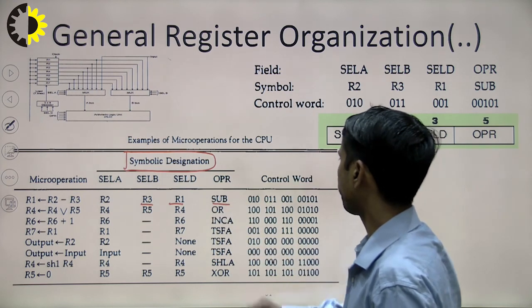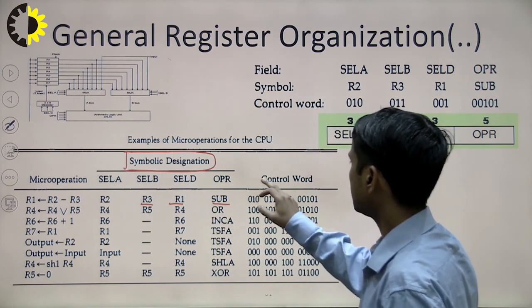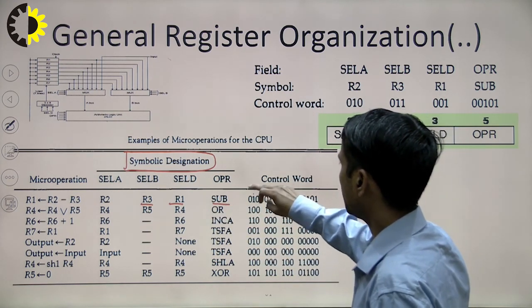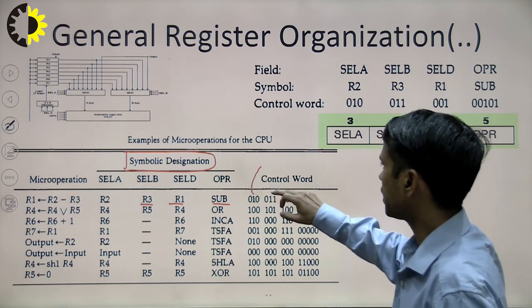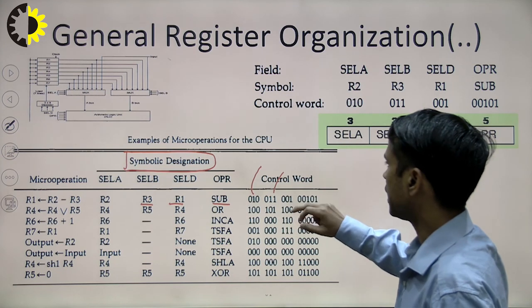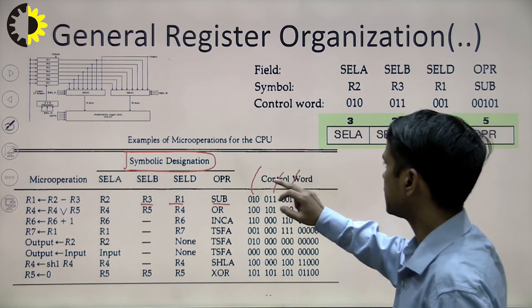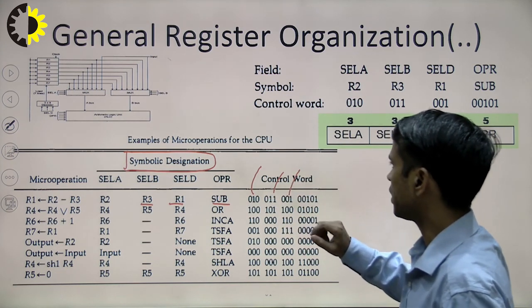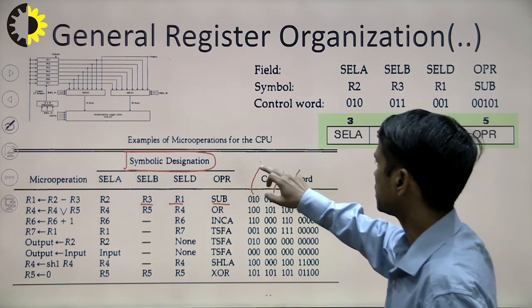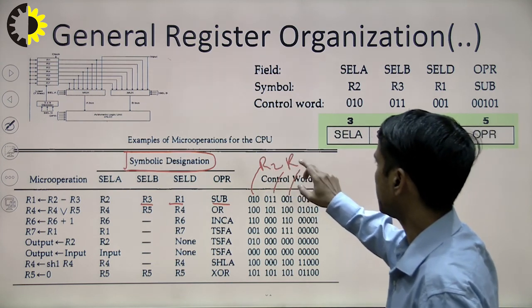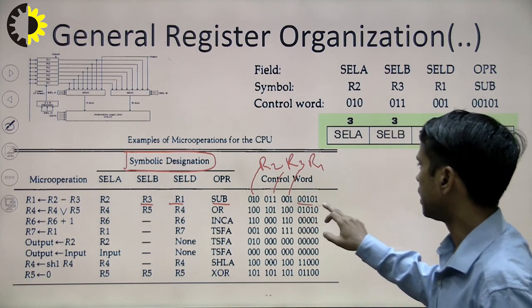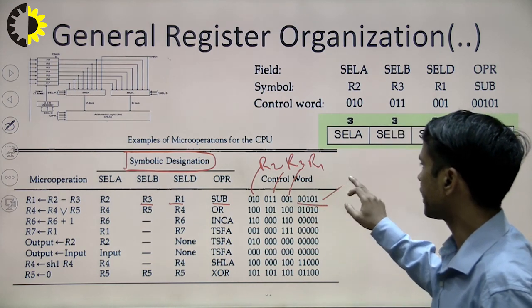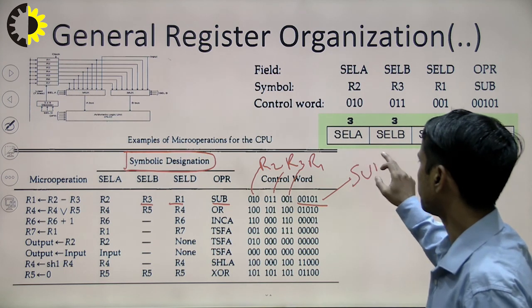and the operation that is performed is sub. Okay. So, 0 1 0 basically gives that it is a register 2, and 0 1 1 indicates it is a register 3, and 0 0 1 indicates it is a register 1, that is output. So, this is R2, this is R3 and this is R1. Okay. And finally, the 0 0 1 0 1 indicates it is a subtraction operation.